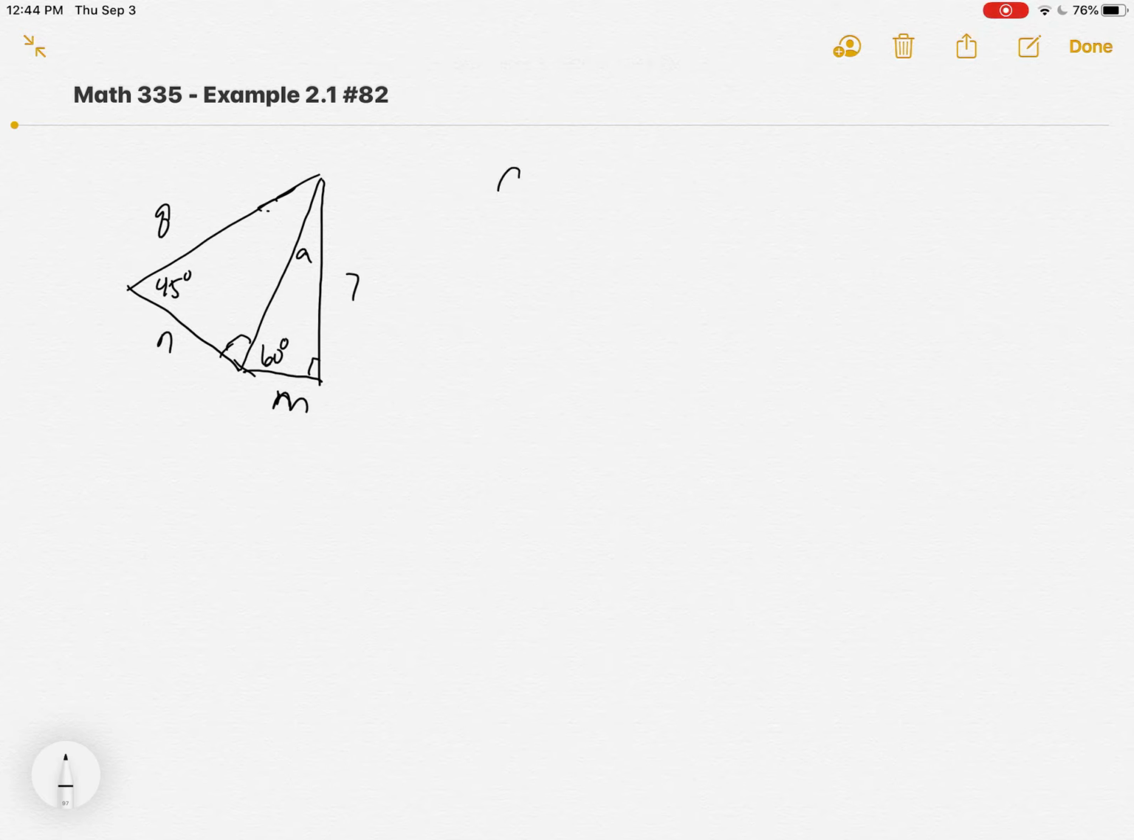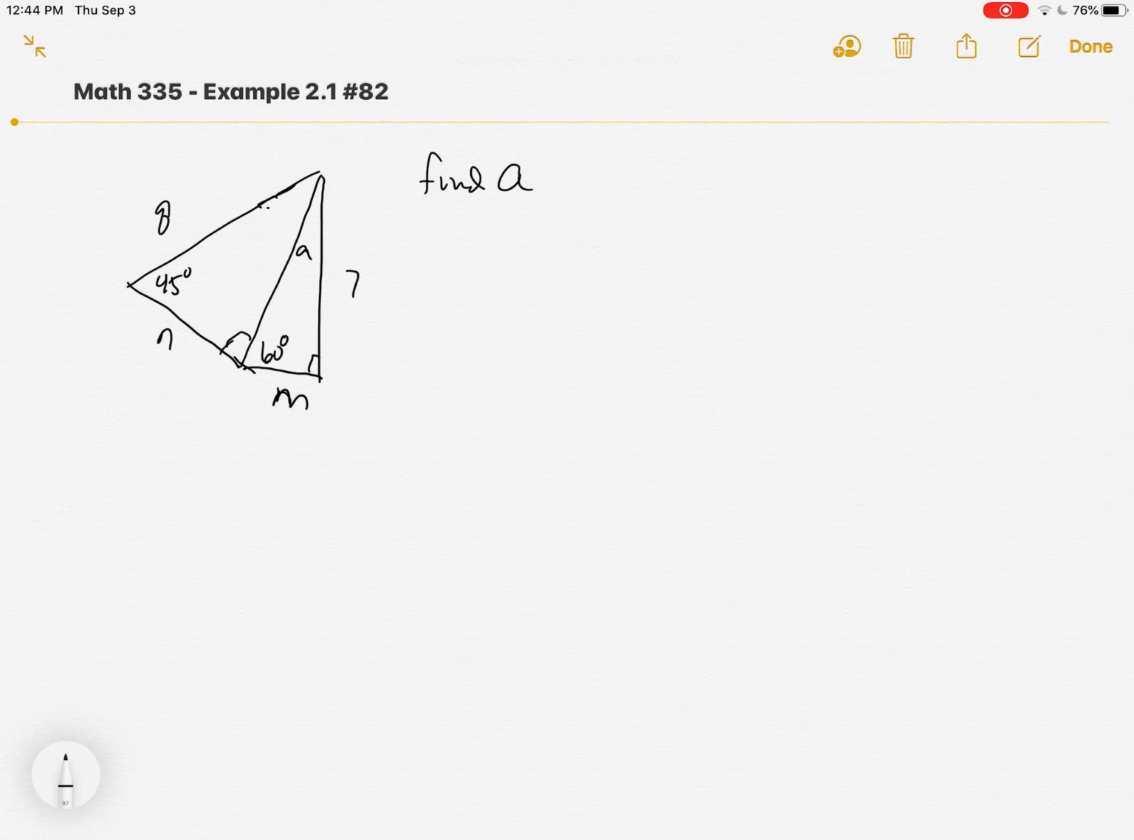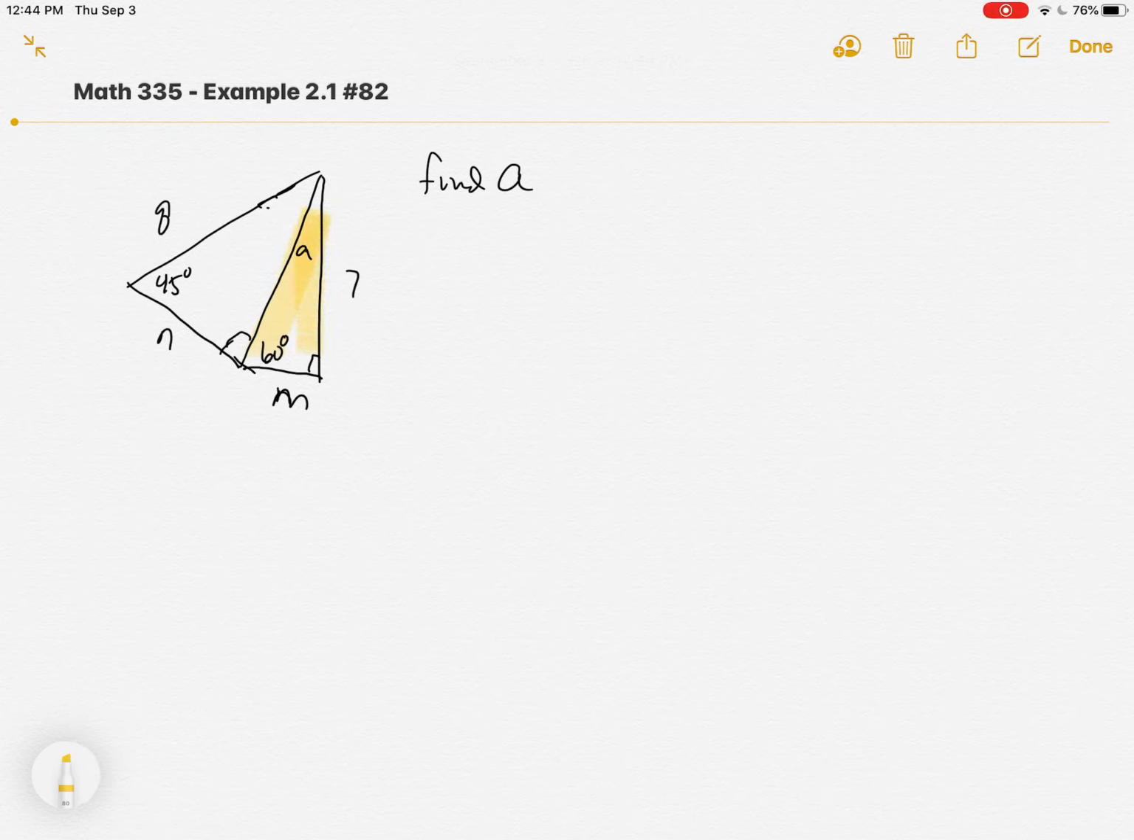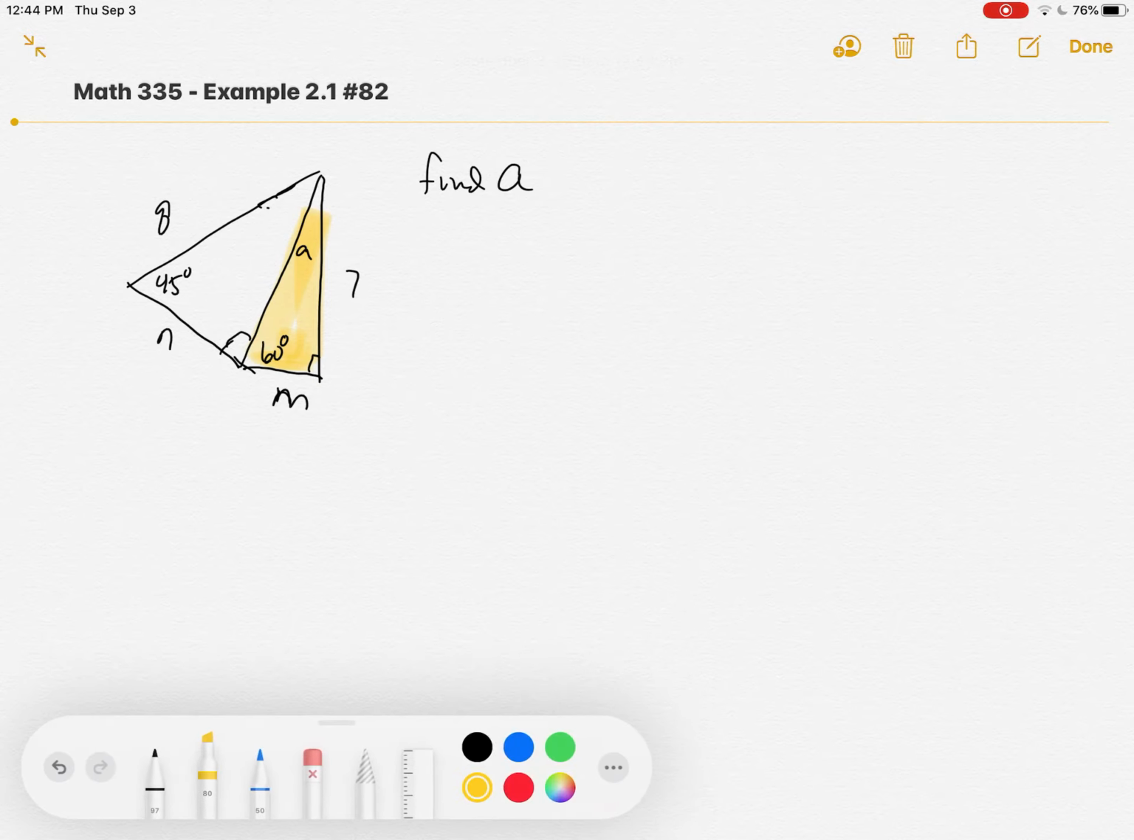Let's go find them. Let's focus on A first. So if we want to find A, I'll just put find A. We are going to set up a trig relationship that involves A. So I'm going to look at the triangle that's on the right hand side. I'll go ahead and highlight that in yellow, but I'm going to consider this triangle right here first. That's going to help me get A and then also M. I might as well get both of those sides from it. How am I going to do that?